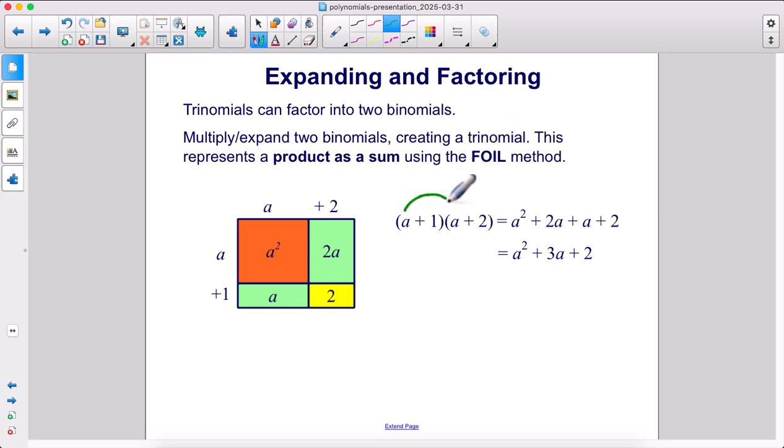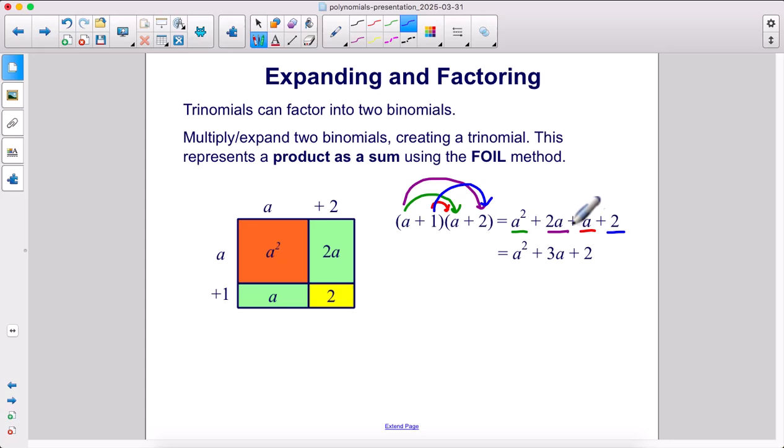So we multiply the first numbers together. A times A gives us A squared. Then outer, the two outer numbers. A times 2 gives us 2A. I for inner, the inner numbers. 1 times A is A. And then the last numbers. 1 times 2 gives us 2.